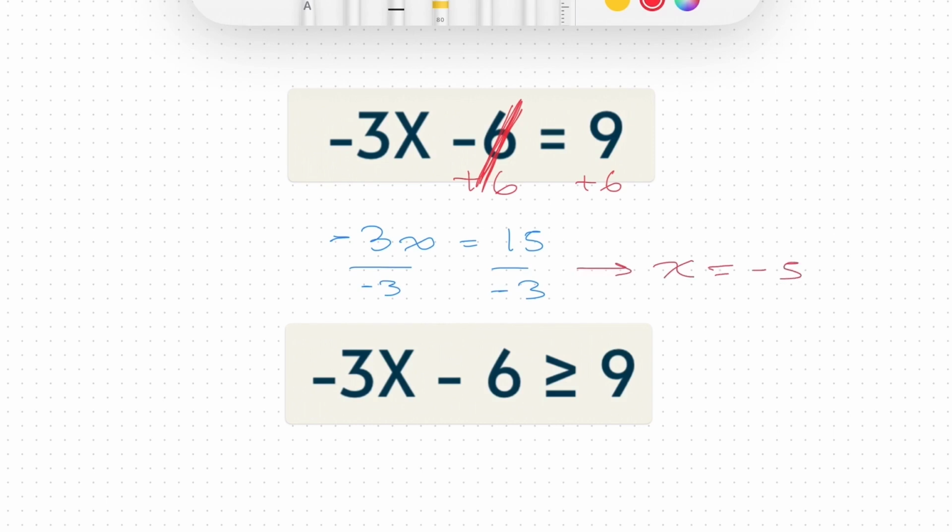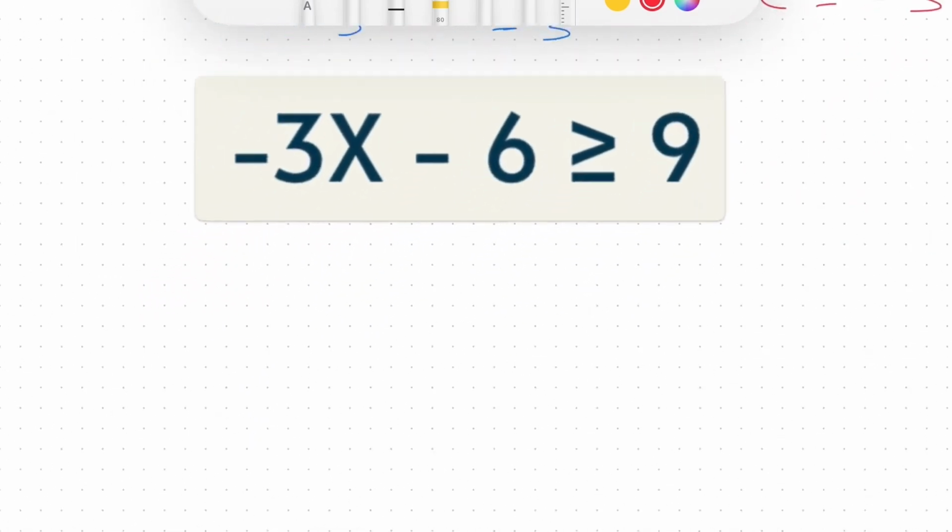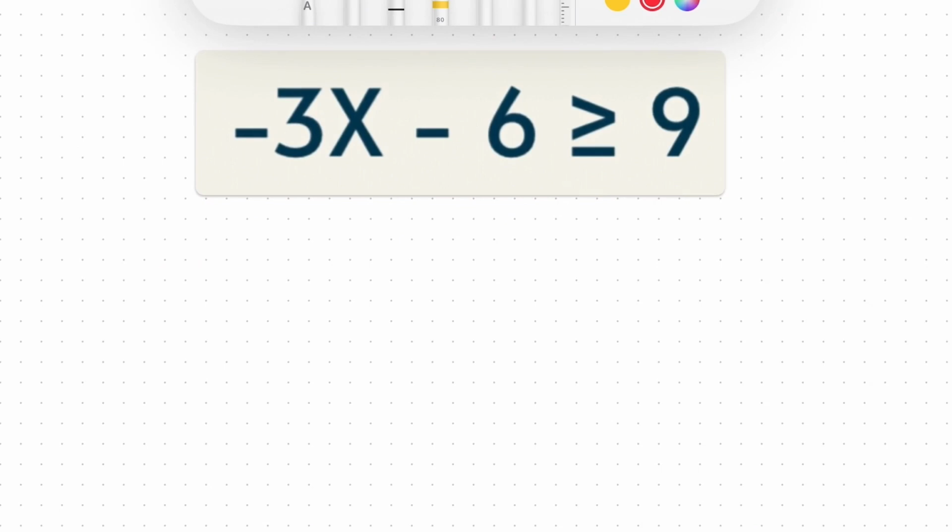So there aren't many differences between dividing by a positive number and a negative number when we solve an equation. But when we look at an inequality, things start to change. So we go through the process by adding 6 once again, and we see that there's nothing left on the left side, and we're left with the inequality negative 3x is greater than or equal to 15.